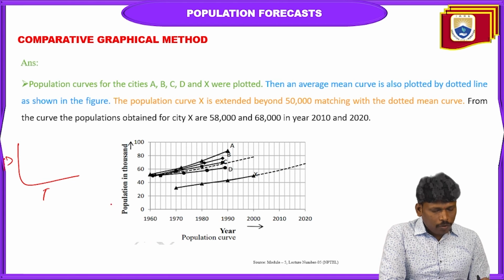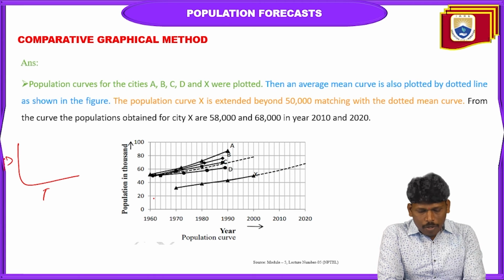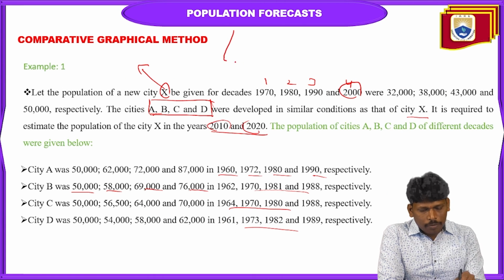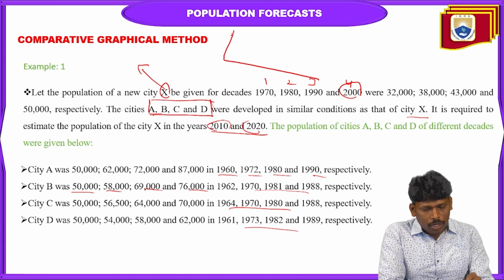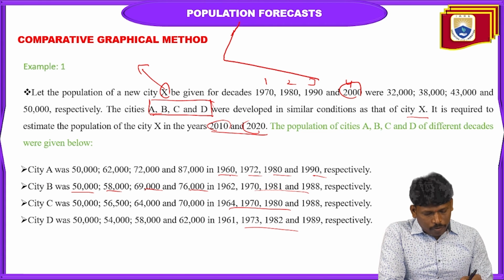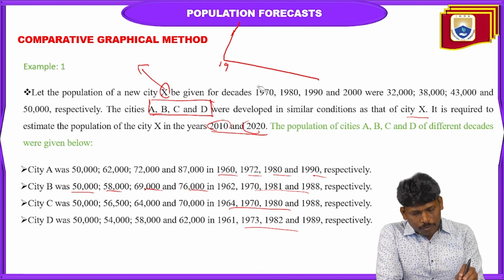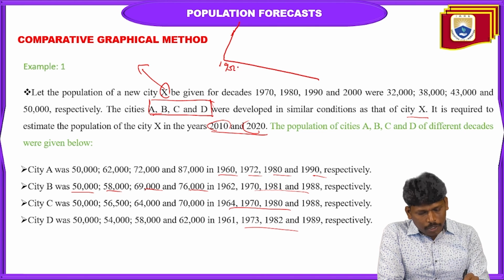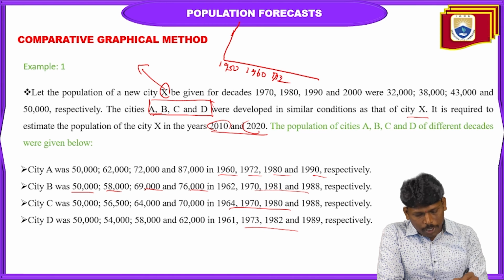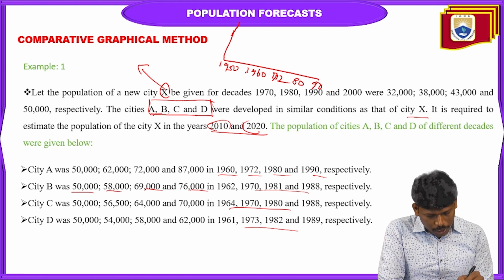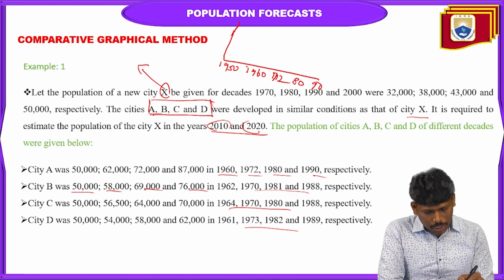You can see now this is time in terms of years and population in terms of thousands. Then just simply plot on the graph. For example, if you take city A, I'll draw here only: 1950, 1960, and 1972. Directly I'm writing 72, 80, and 90. Here we don't have any data, so we leave 1950. Then coming to 1960 onwards, we need to mark.